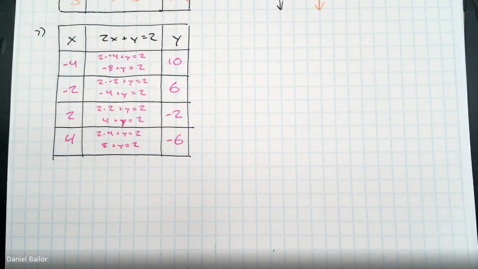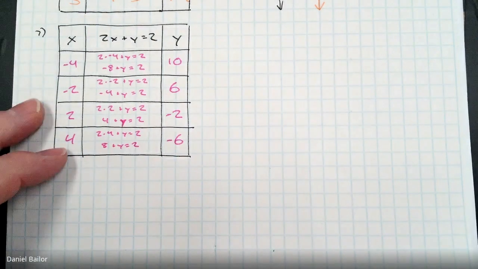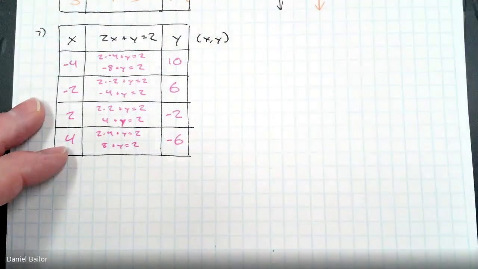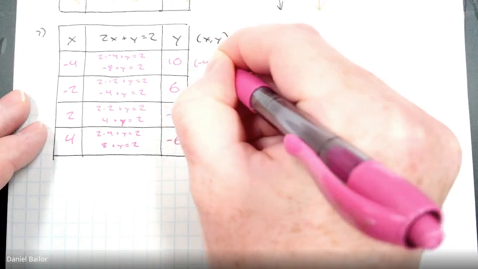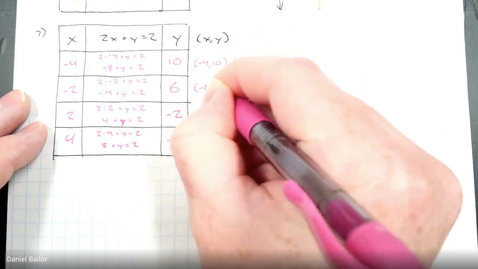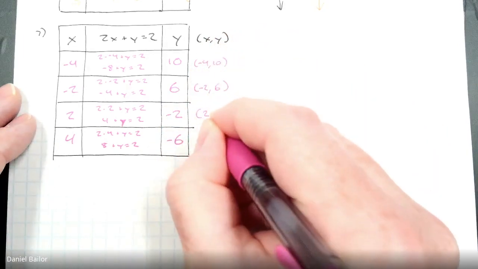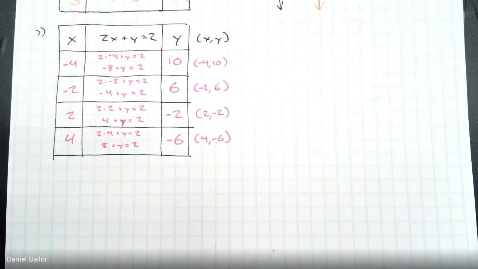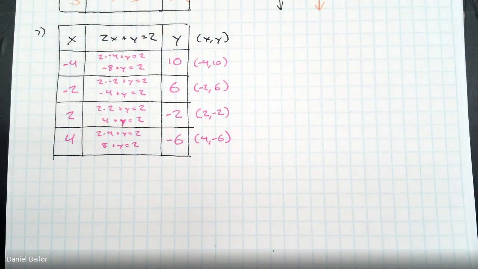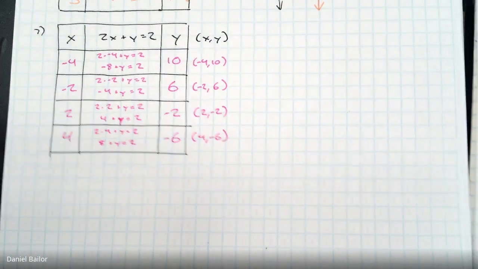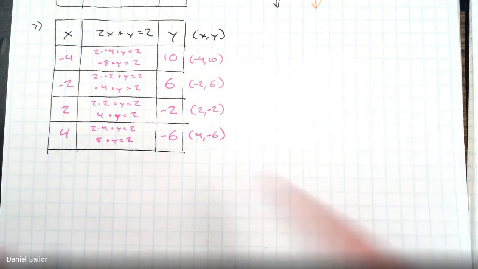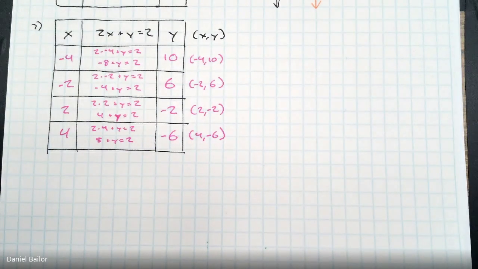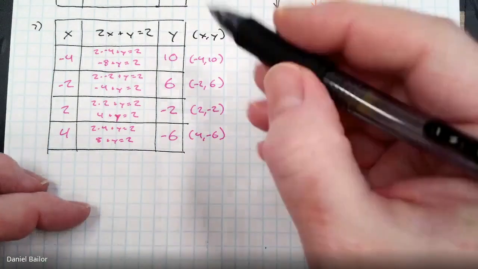So now I write my coordinates, and remember the coordinates go in the order x comma y. Let me write my ordered pairs. I get -4 and 10, -2 and 6, 2 and -2, 4 and -6. Now I need to build my graph. The x's go from -4 to +4, so I'm going to need to spread out my x's a little bit. I'm also going to have to spread out my y's because it'll go from 10 to -6.